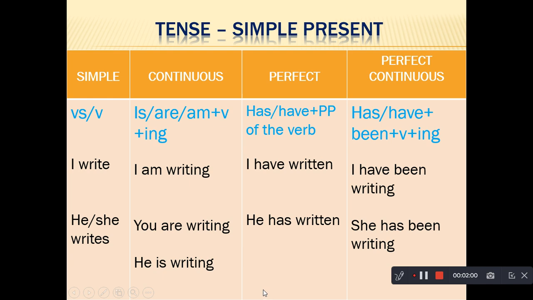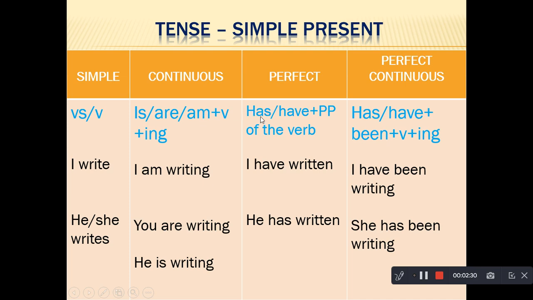Let me give some short explanations about tense. When the subject is singular, we use the verb plus s or es, and when the subject is plural, we use only the verb. They write, I write, he or she writes. The next one is the present continuous. When the subject is singular, we use the singular auxiliary is, and when the subject is plural, we use the plural auxiliary are, and with the subject I, we use am.